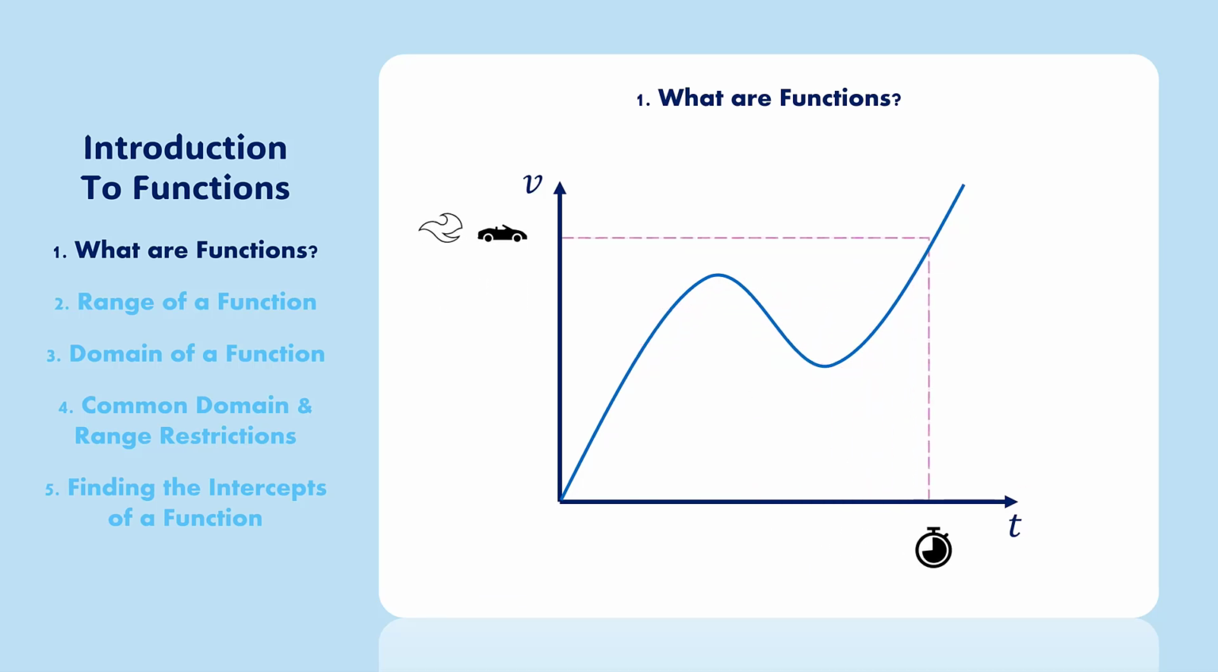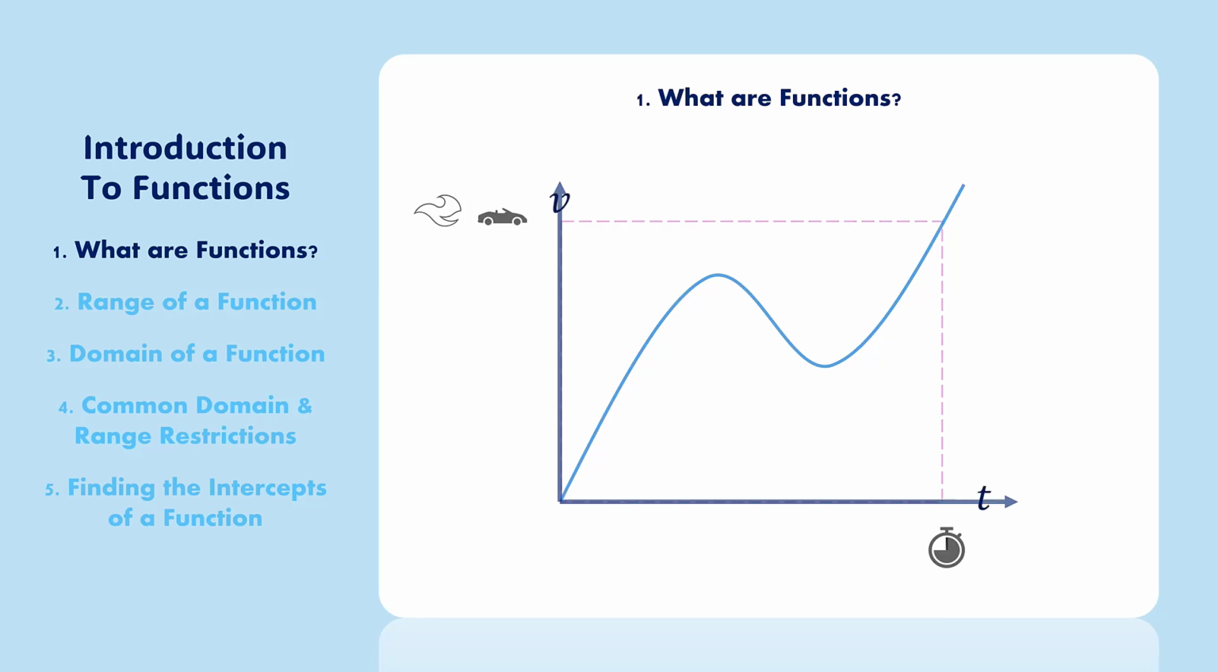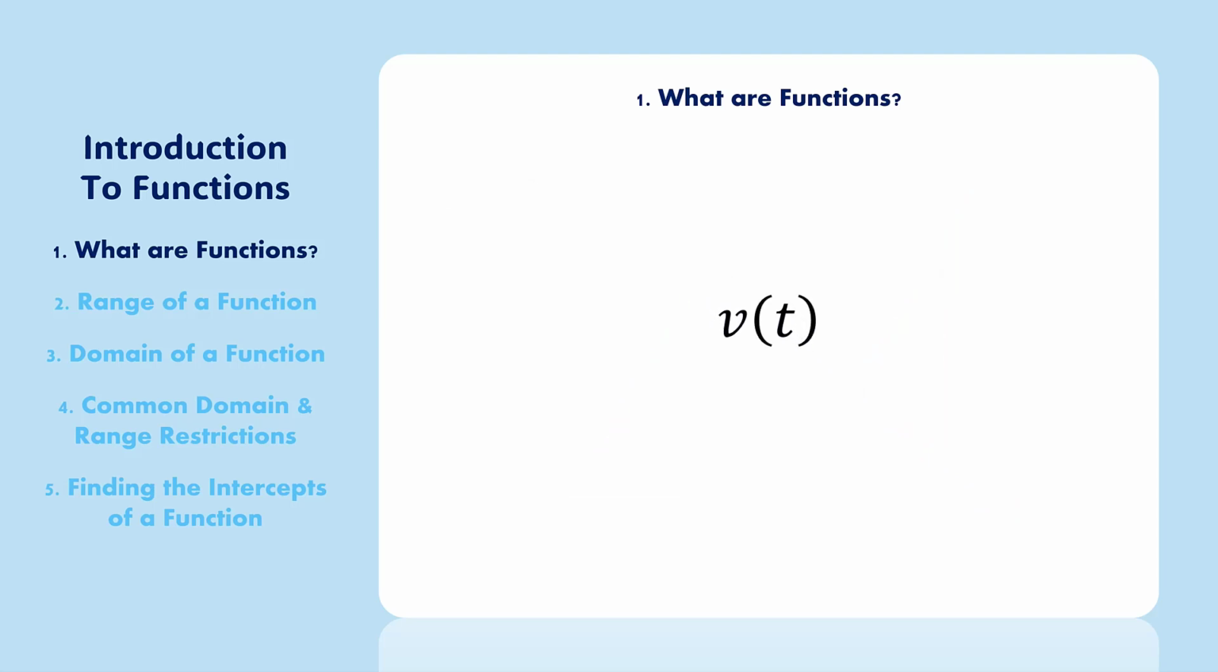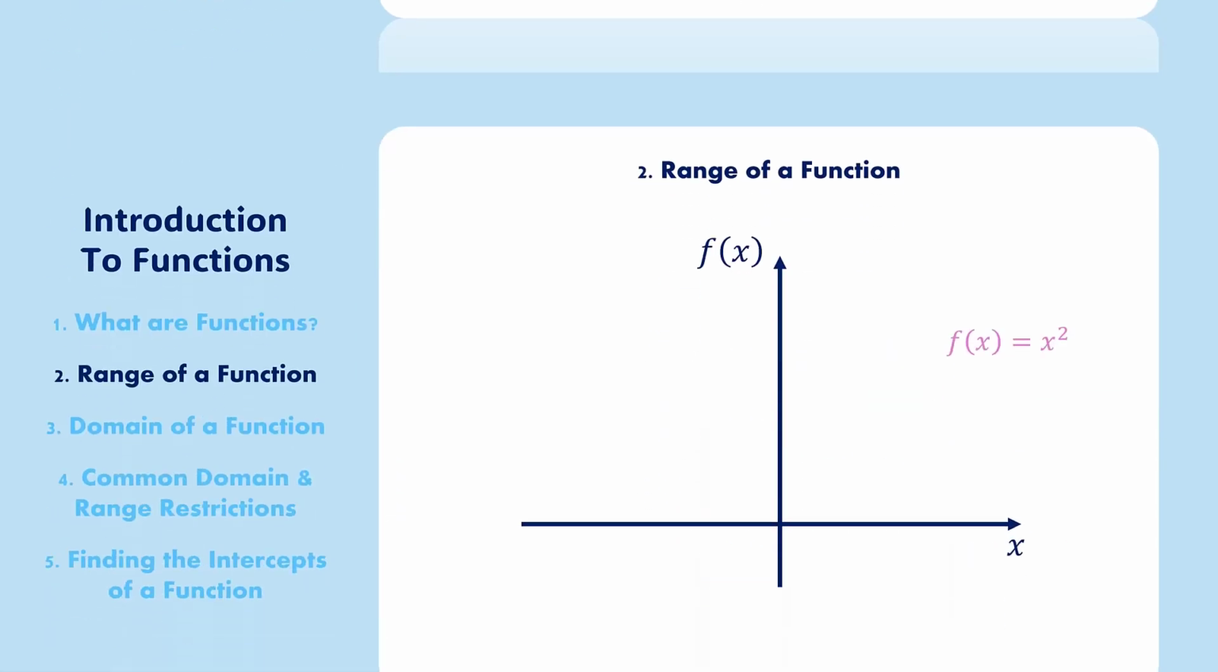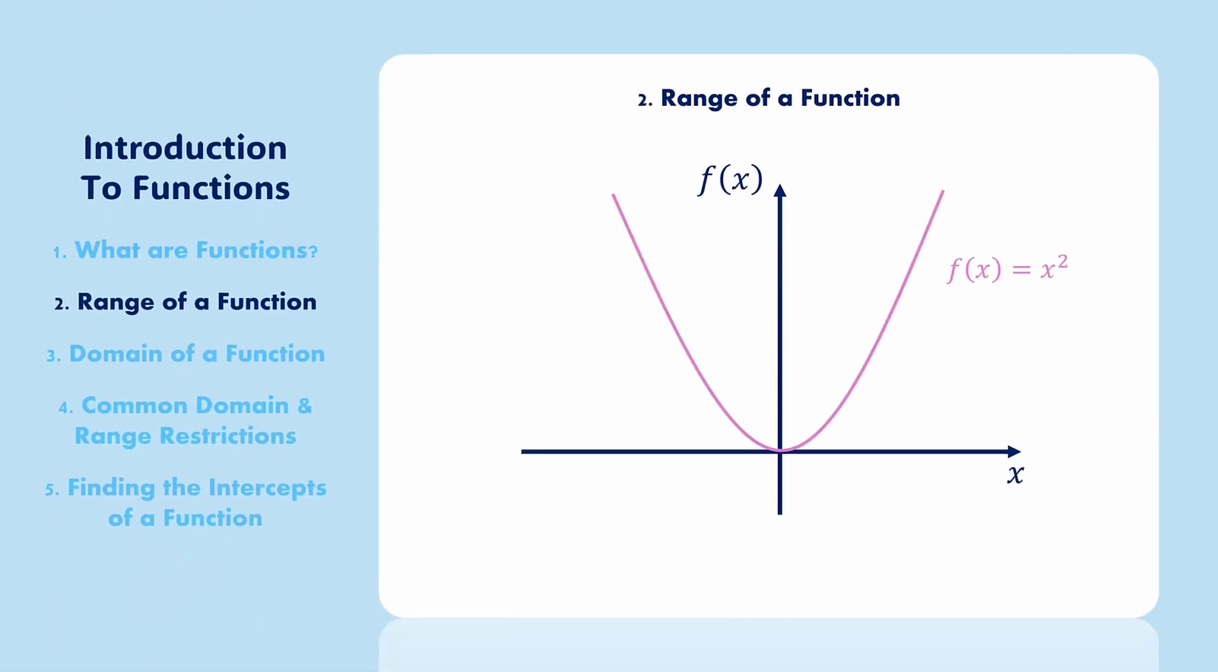While it is possible to use this function to determine the time at which a specific velocity occurs, it is important to note that velocity does not drive the change in time. This function is therefore represented as v(t). Now we move on to another important aspect of functions, the range.